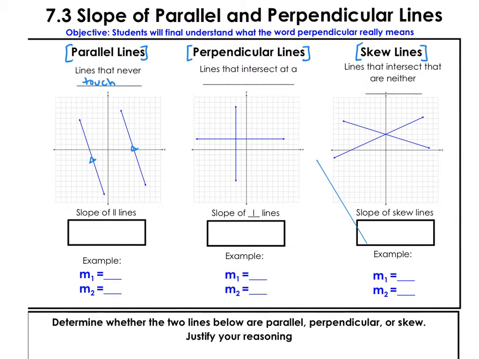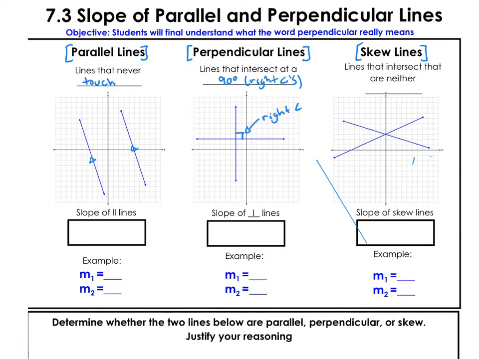Now, you also have perpendicular lines. These are lines that intersect, and they intersect in a very specific way. They intersect at a 90-degree angle, or a right angle. So perpendicular lines always make right angles. Whenever you see perpendicular lines, they make right angles with each other, okay?